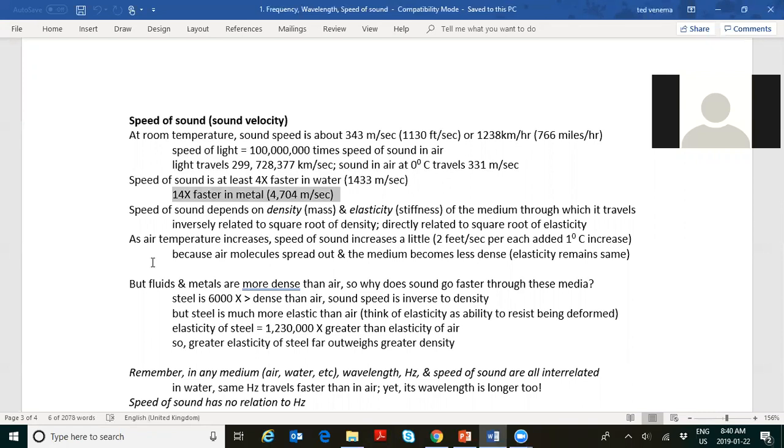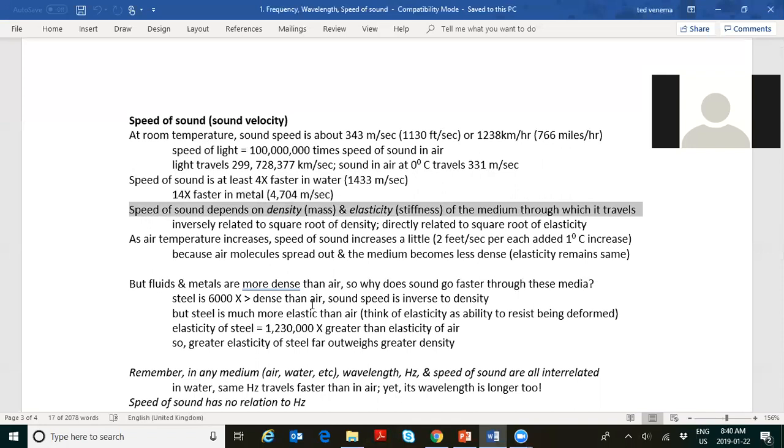Now here's something to remember too. This is one of the tricky bits of physics. I'll just say FNO, freak not out. Okay, it's okay. But let's just kind of look at this for a second. This takes a bit of mental gymnastics. The speed of sound depends on the density, that means the mass, and the elasticity, that means the stiffness, of the medium through which it travels. Look what I've got highlighted there.